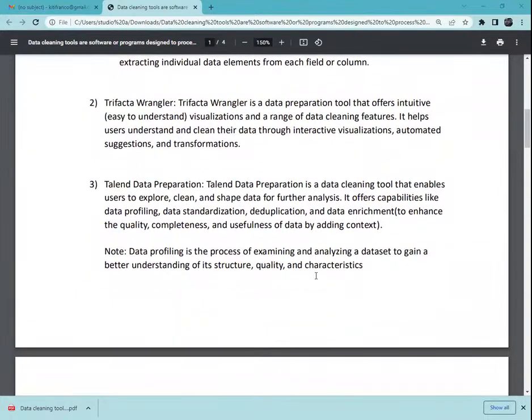So when we talk of data profiling, it is the process of examining and analyzing a data set to gain a better understanding of its structure, quality, and characteristics. Data profiling is the process of examining and analyzing a data set to gain better understanding of its structure, quality, and characteristics, here, Talend Data Preparation.